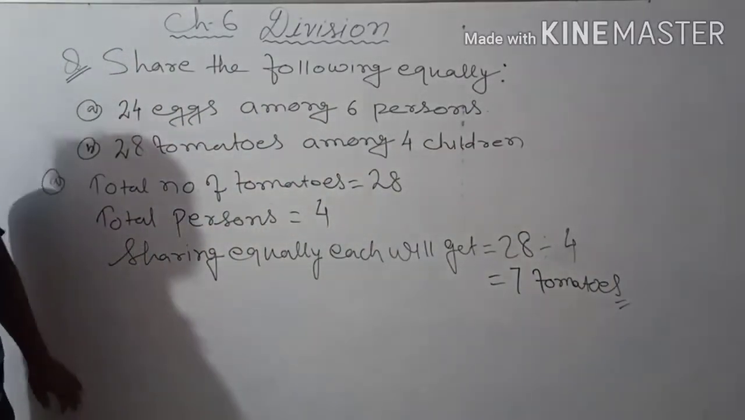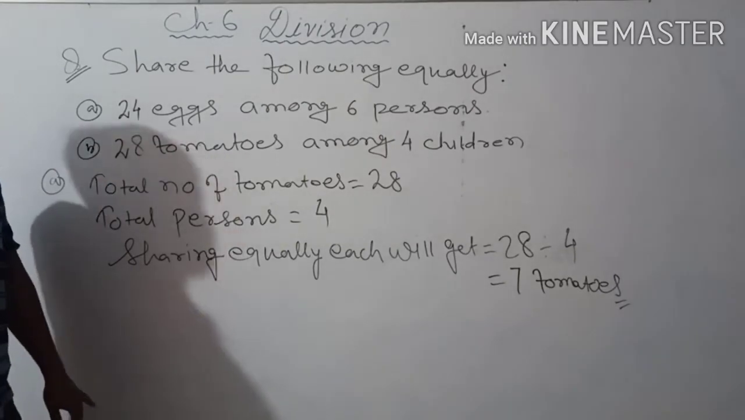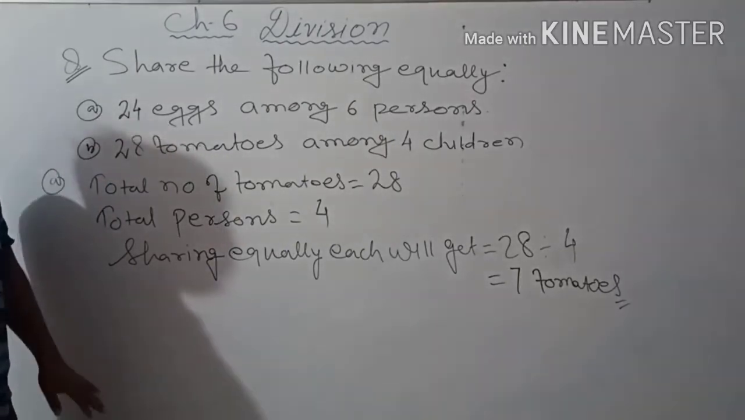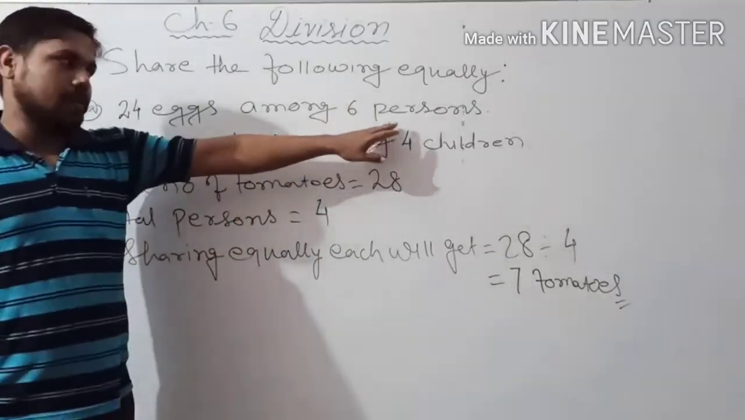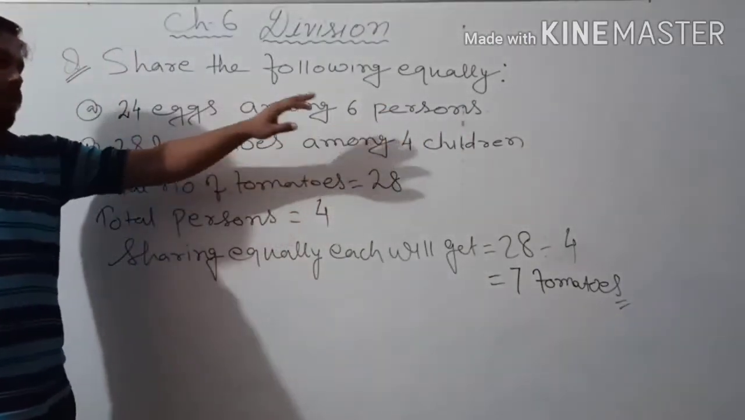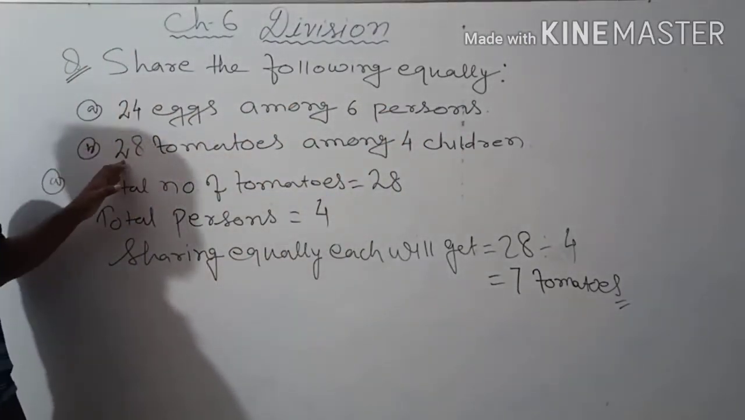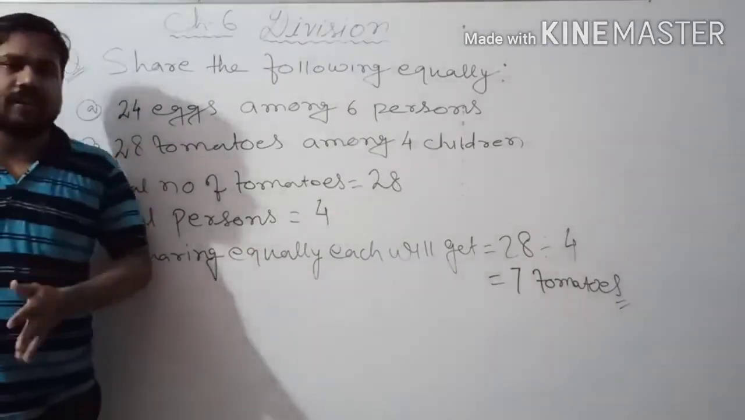So this is how, if any word problems come asking to divide equally among any particular children or persons, and whatever the total is given, you have to simply divide and find out. Okay.